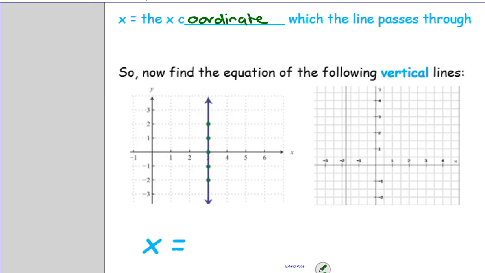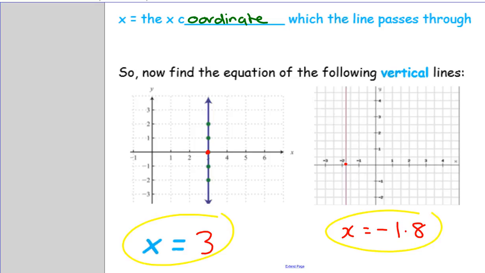Horizontal lines are y equals because they cut the y-axis. Vertical ones cut the x-axis. So where does it cut the x-axis? It cuts it at 3. So it's just x equals 3 for that one. And for this one, where does it cut the x-axis? That looks like it's about negative 1.8. So x equals negative 1.8. There you go. They're the equations of these lovely little lines.